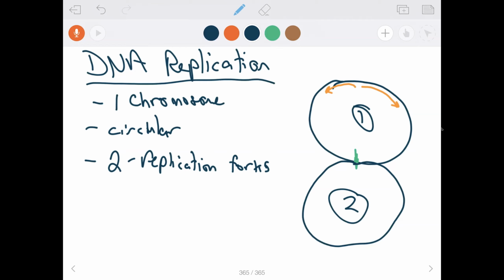Now, what we're going to do is focus in on one of these forks, whether it's this one here or this one there, it doesn't really matter. We'll focus on one of them. But just know, even though we focus on one, it's happening in the opposite direction as well. So we'll look at one of these, and then you just need to know that it's happening in both directions.